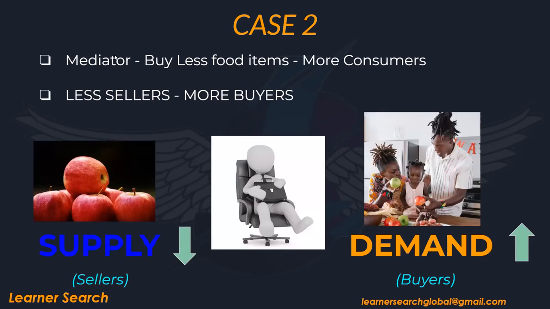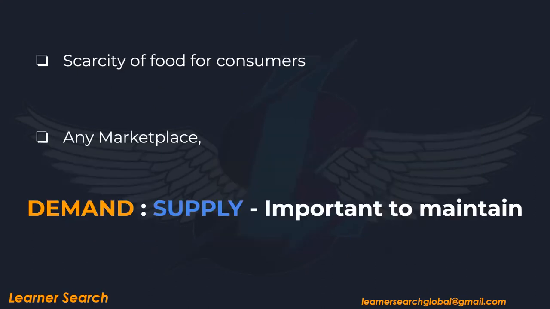In this case two, the same mediator got less supply of food items. And unfortunately for that supply, he got more consumers. So there are fewer sellers and more buyers. What we can say is supply is less and demand is more. You might have seen this in real time. So what happens in this case? Supply is important to maintain. Here scarcity of food for consumers will happen. Consumers who are looking for the product, since there is less supply, will face scarcity.